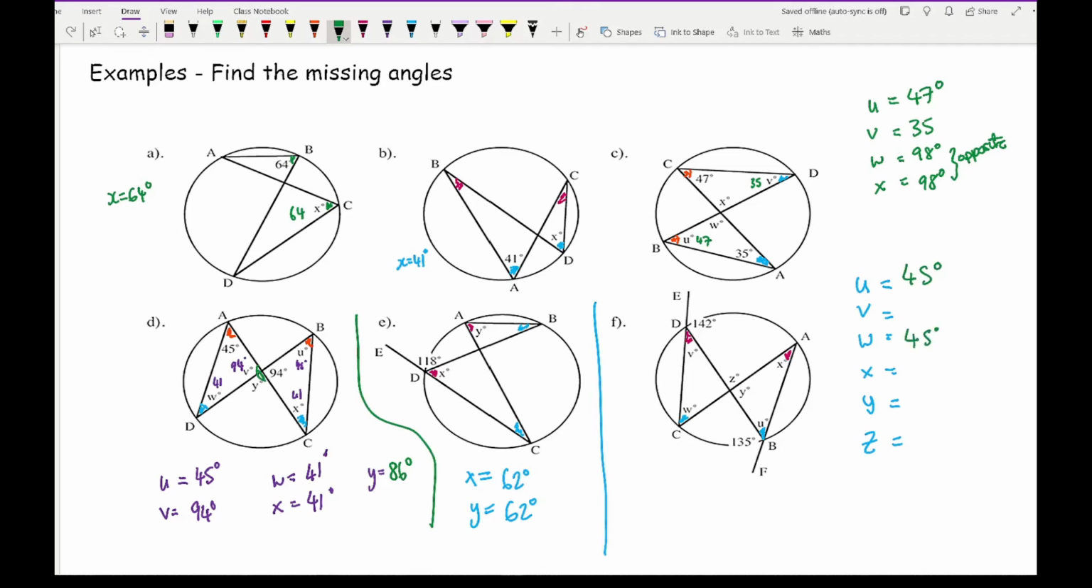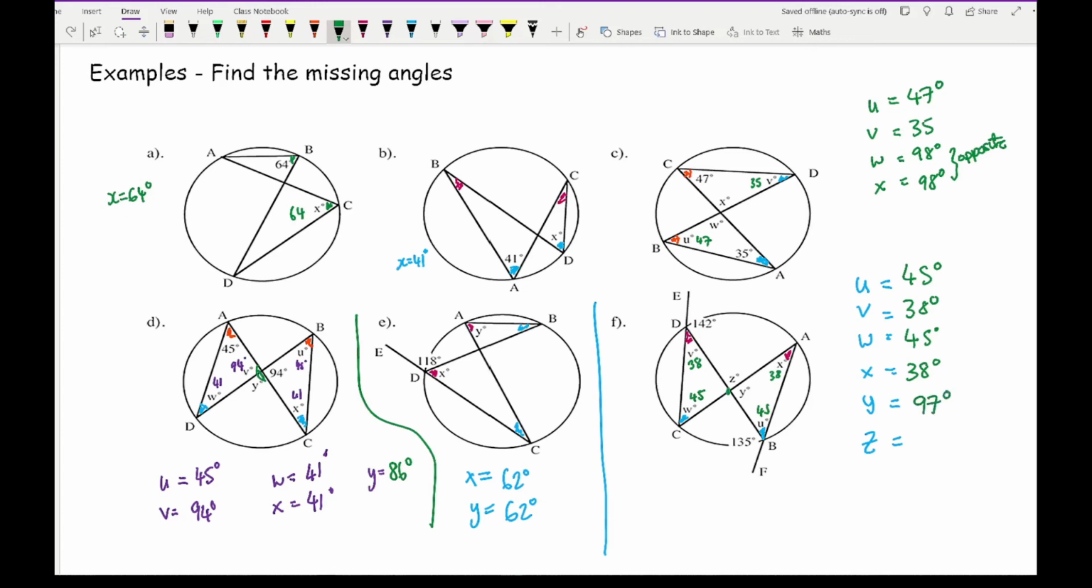Then working with V, that's 180, take away 142 because it lies on a straight line, so that's going to be 38. And if V is 38, that means X is also going to be 38 degrees. Again, just marking those, so that's 38, 38, W is 45, this is 45. So then working out what Y is, you can see a triangle with A and B, in terms of the centre point. So here I've got to do 180, take away 38, take away 45, which gives me an answer of 97.